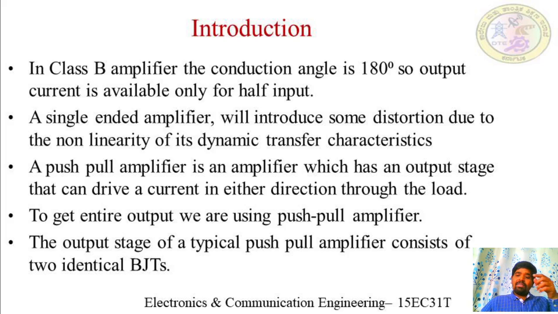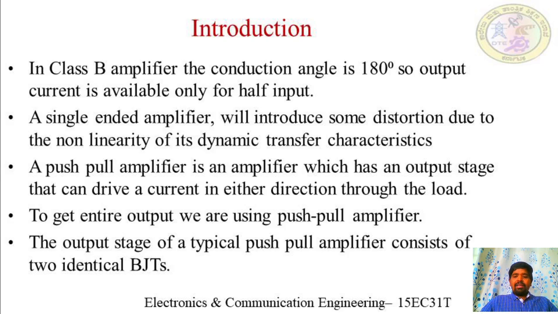Whereas in the class B amplifier, the conduction angle is 180 degrees. The transistor will be on for only half of the duration of the input cycle. The active element will conduct only for 180 degrees. In case of class A amplifier, we already studied it is a single-ended amplifier. A single-ended amplifier will introduce some types of distortion, due to the non-linearity of the dynamic transfer characteristics of the transistor.